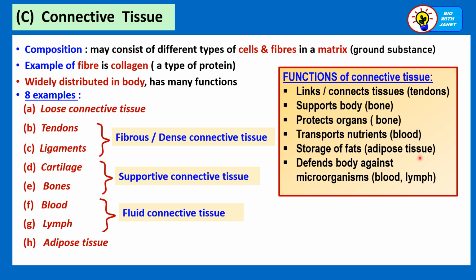Now, fifth, connective tissue helps in the storage of fats. This is true for adipose tissue, a type of connective tissue, okay, that has fat cells to store fats. Lastly, connective tissue defends the body against microorganisms. This is the function of blood and lymph, which contains the white blood cells that can destroy microorganisms that cause diseases, called the pathogens.